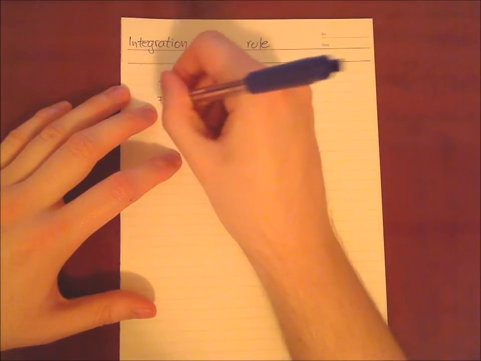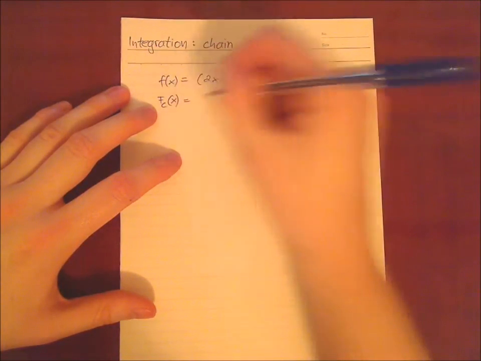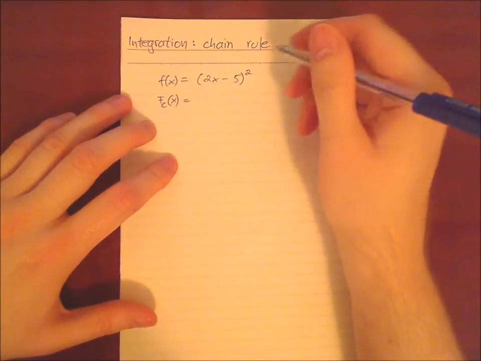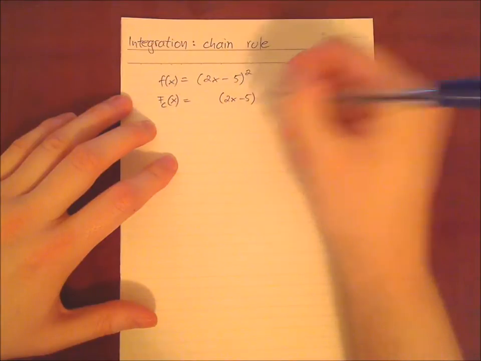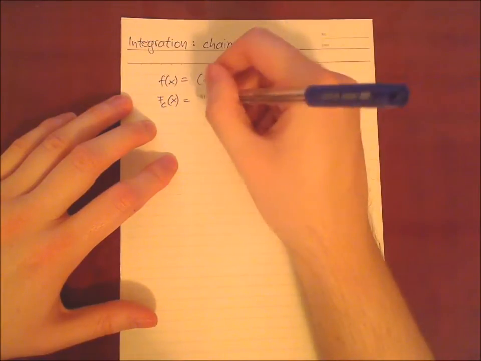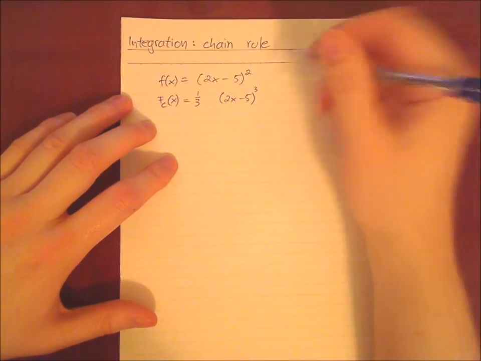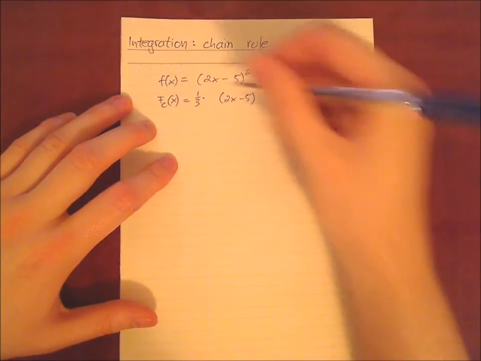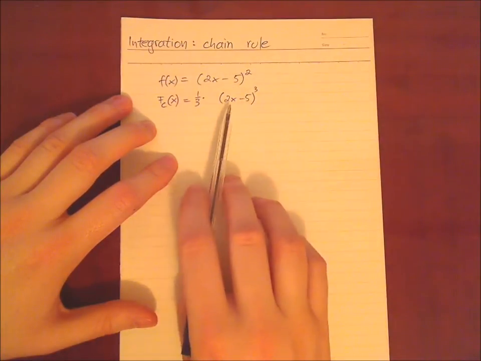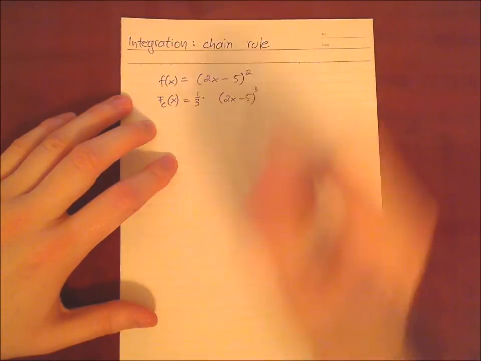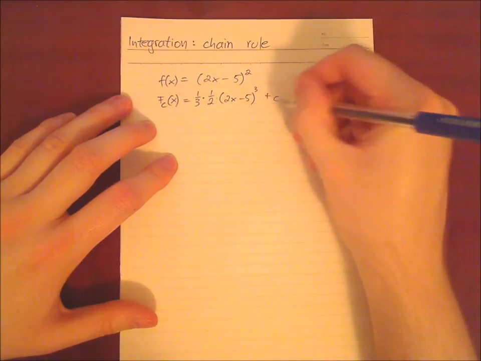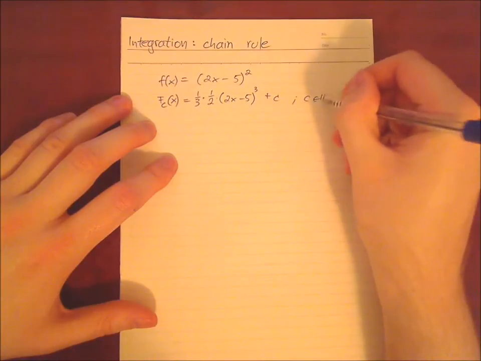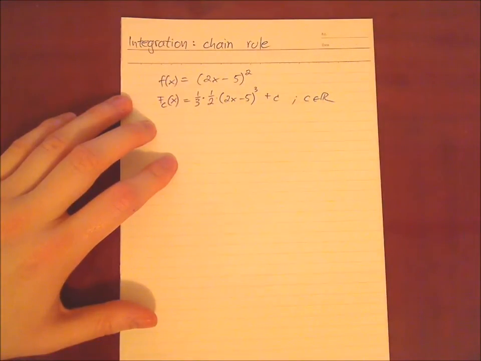And that's what we just do. So let's see, we increase, so we can do it like this, 2x minus 5, so we increase the power to 3. We divide by the new power, and then we divide by the inner derivation, which is 2. So 1 divided by 2. And don't forget the C. C is an element of R, and this is how it works.